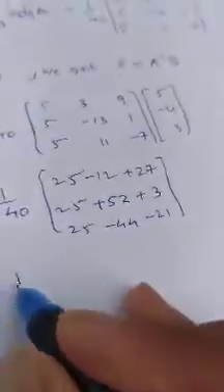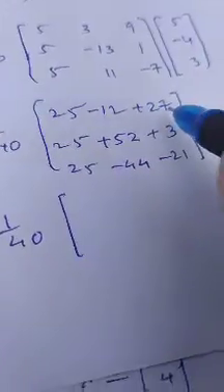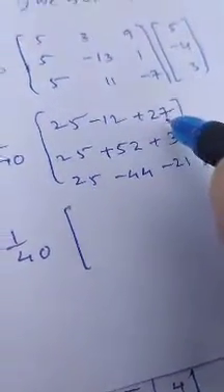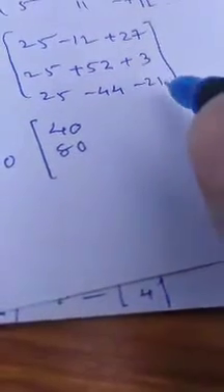Okay, 1 by 40. By simplifying this, 25 plus 27 minus 12, that is 15, 15, 30, 40. Here 25, 52, 77, 80. Here 25 minus 44 minus 21, 25 minus 4, 40 minus 40. Right. That equals, by dividing by 40, you will get 1, 2, minus 1.